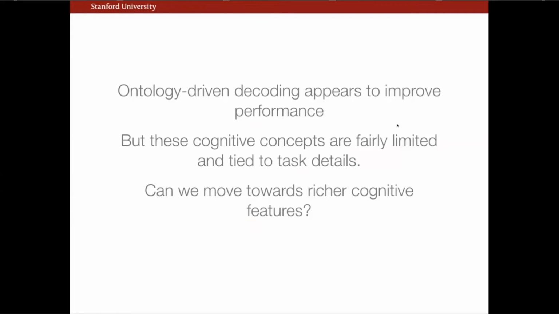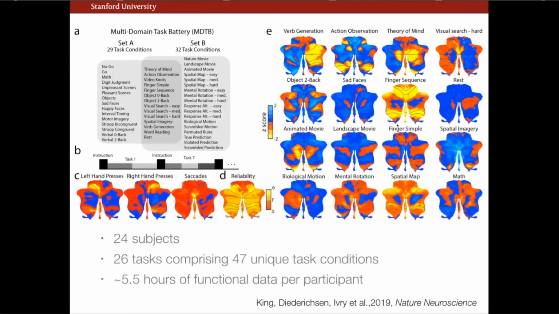And obviously this requires a data set with lots of rich cognitive task conditions. The data set that we've been working on was originally collected by Maeve King, Jørn Diedrichsen, and Rich Ivry. The first paper on this, focused on cerebellum, came out in Nature Neuroscience earlier this year. This involved 24 subjects, each of whom performed 26 tasks that comprise 47 unique task conditions. So we have a lot of contrasts we can build out of those conditions, and a lot of data per individual. Each subject completed about 5.5 hours of fMRI data acquisition.